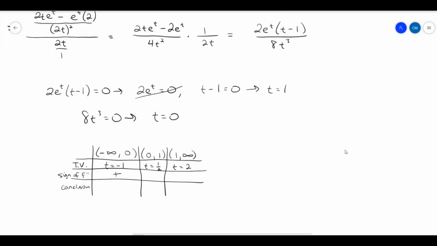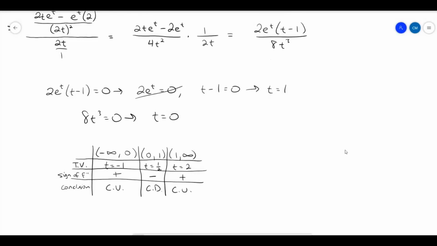Okay, if I plug in 1/2, look what happens. If I plug in 1/2 there, the numerator is negative. The denominator is positive though, right? And so that makes a negative number. So in this part, the second derivative is negative. If I plug in 2 to this thing, notice the entire thing is positive, and so there we go. So our conclusion is that the function is concave up, and then it's concave down, and then it's concave up again.